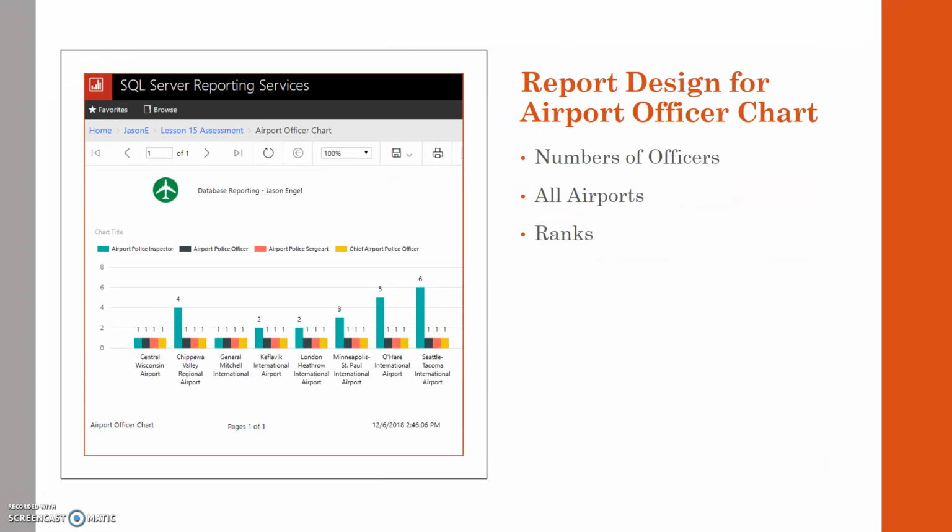And here's my report from my airport officer chart. I have the number of officers at each airport, and you can see all the airports are listed with their ranks, so you can have a quick glance at this to say, hey, maybe I need to hire some more people for this airport. I am able to do that by looking at this chart because it's a really nice visual display of all the airports, their ranks, and the workers working at the airport.